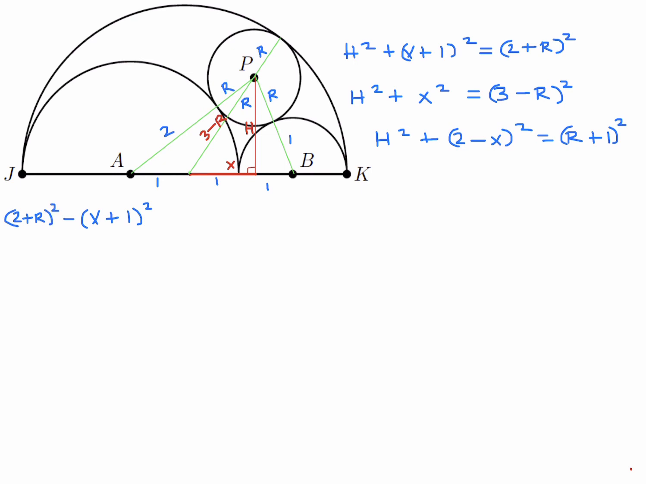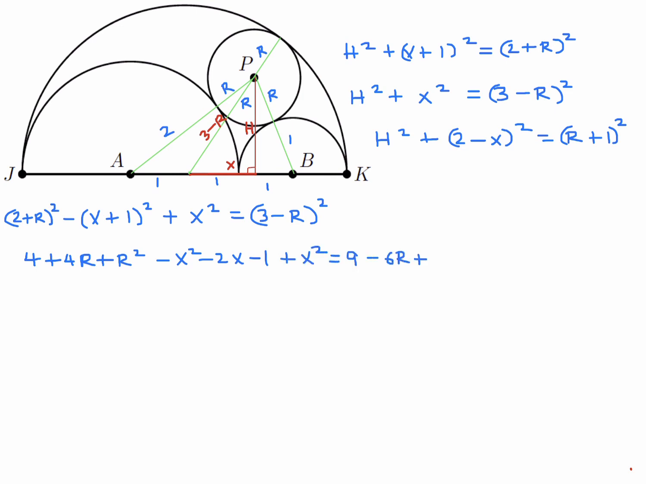And I can substitute that into here. So plus x squared is equal to 3 minus r squared, like this. So let's expand this, and we get 4 plus 4r plus r squared minus x squared minus 2x minus 1 plus x squared is equal to 9 minus 6r plus r squared.